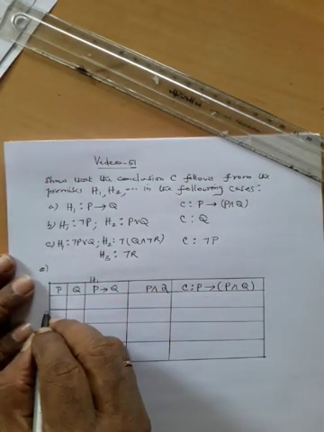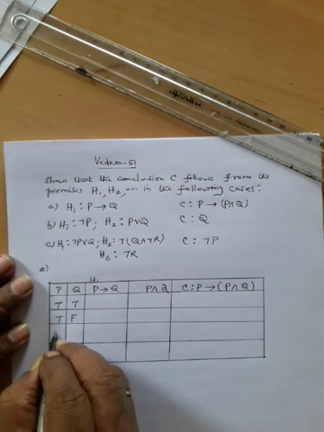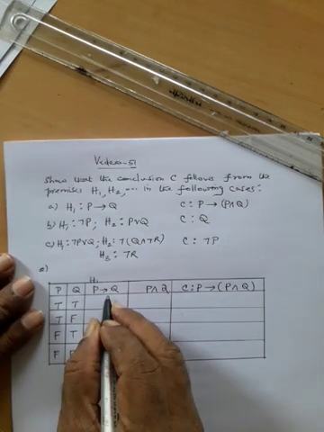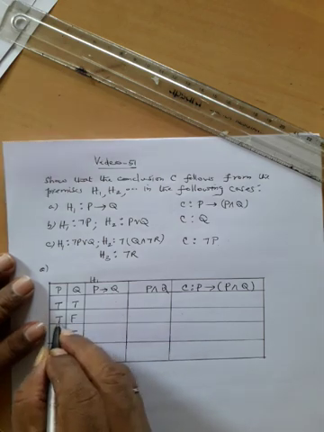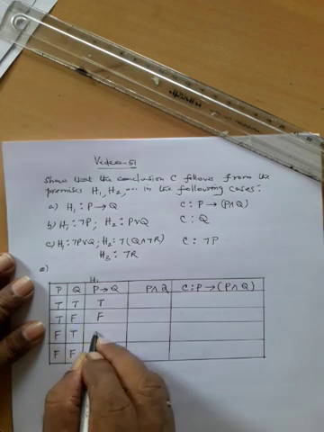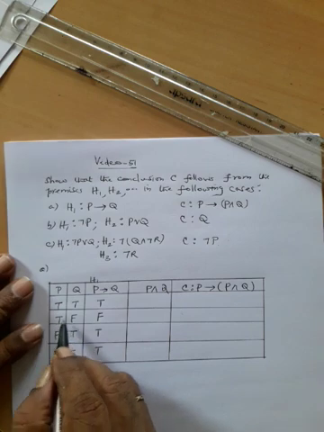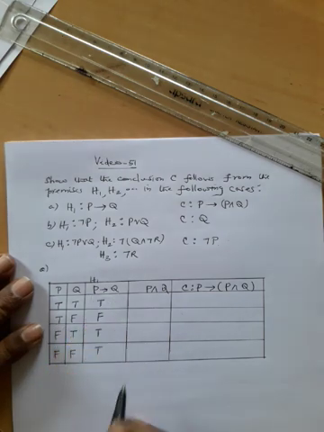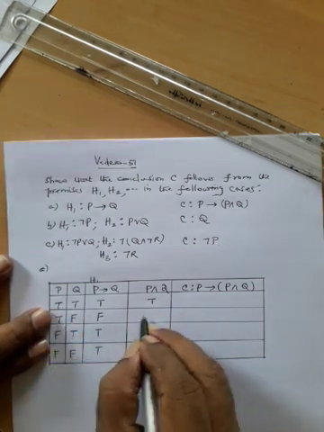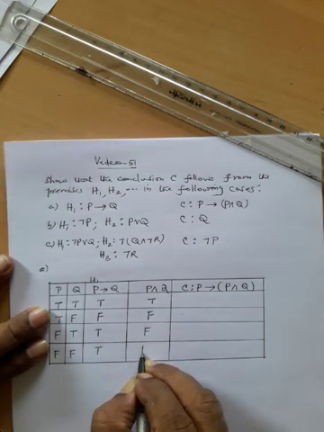Now the possibilities in the truth table are TT, TF, FT, FF. P conditional Q is false only when P is true and Q is false. In all other three cases it is true. When P and Q are both T, you get T. One of them T and the other F, you get F. Both F, you get T.